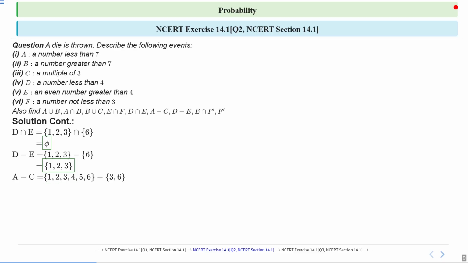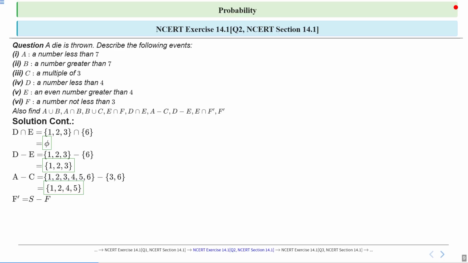And now A difference C is equal to the set {1, 2, 3, 4, 5, 6} minus the set {3, 6}. So we delete here 3 and 6, these two numbers, from the first set, 1 2 3 4 5 6. So this is equal to the set {1, 2, 4, 5}. So A difference C is equal to the set {1, 2, 4, 5}.